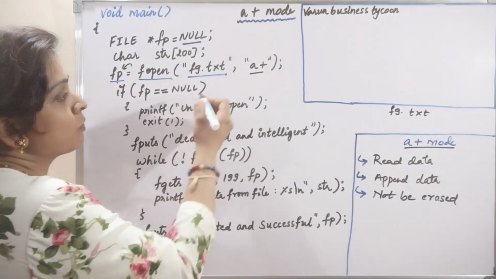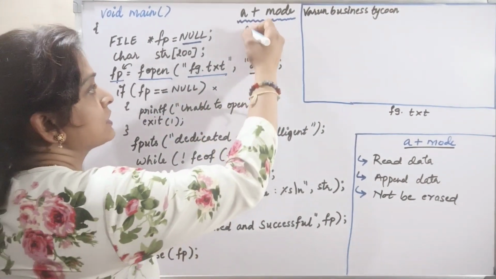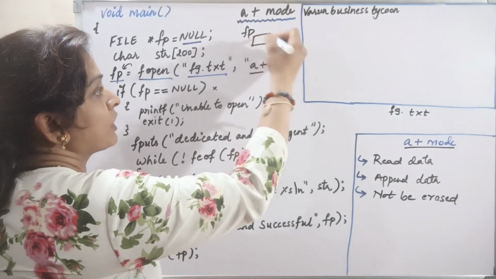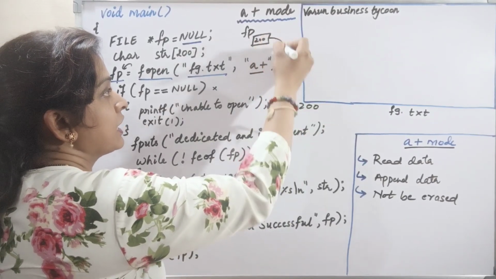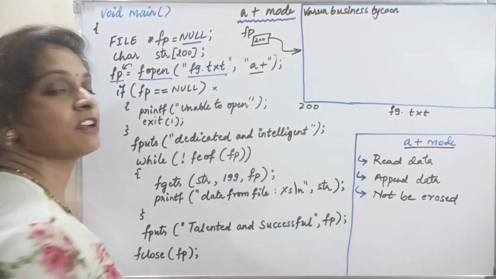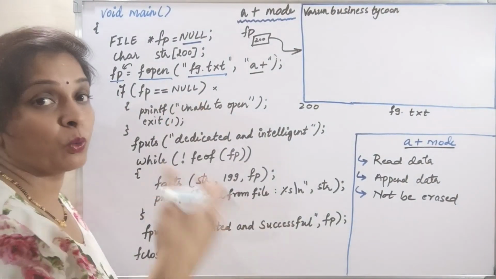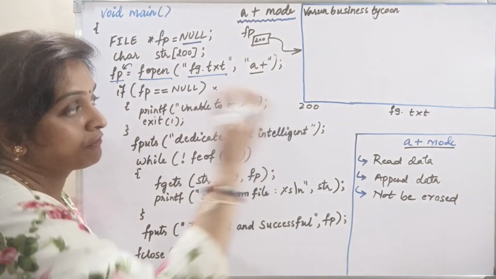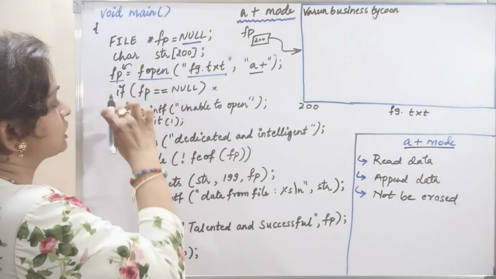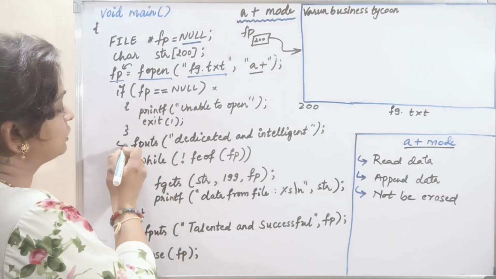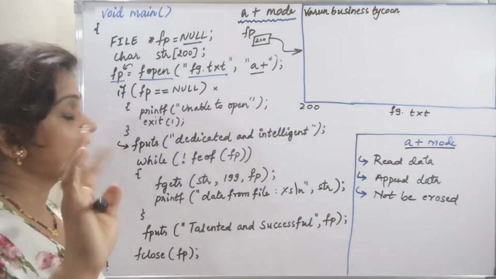Now, is FP equal to null? No. FP is a pointer which is pointing to the location of this, say 200. It is pointing to the location of this file. Is it equal to null? No. It is pointing to the location of the file f9. Now, the condition is not satisfied, so this block will not be executed. Control comes to this point, where I use fputs.